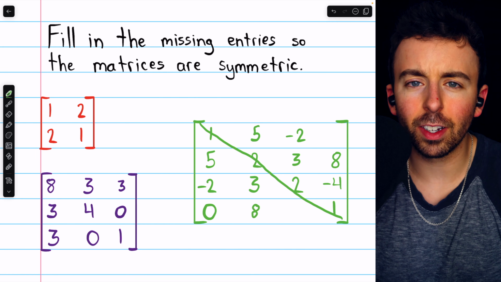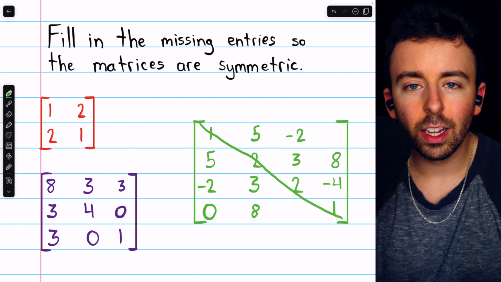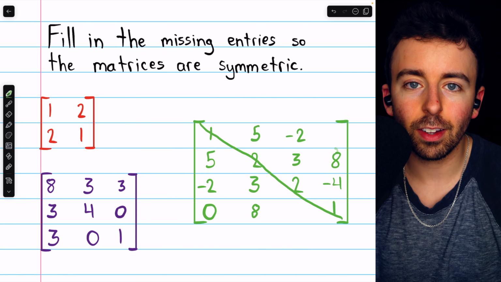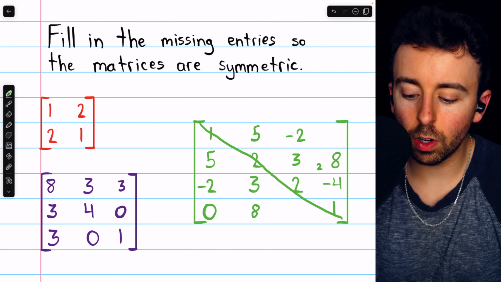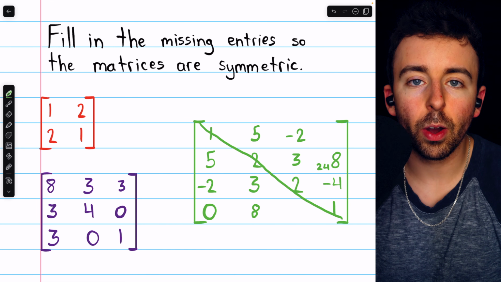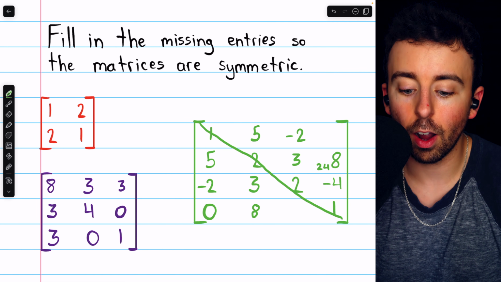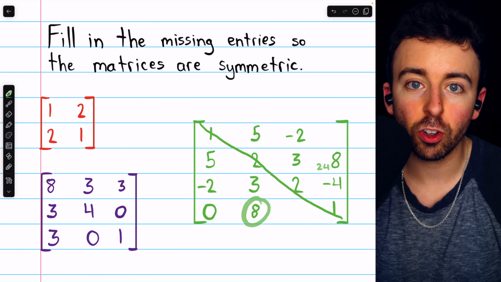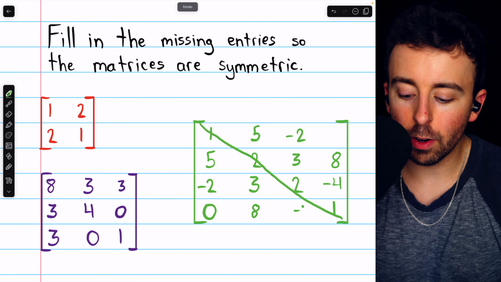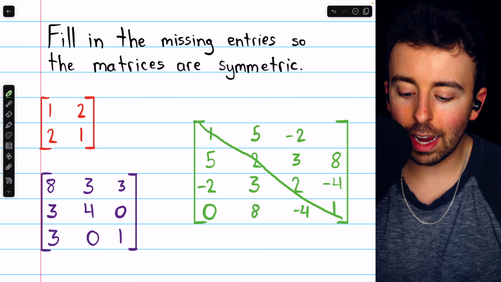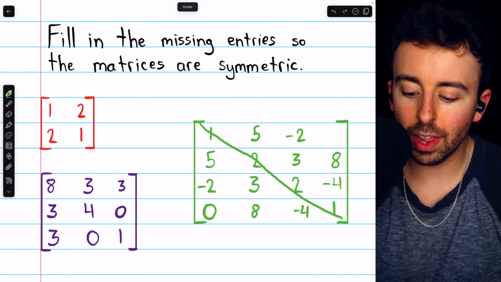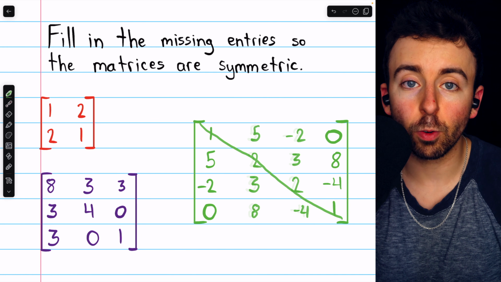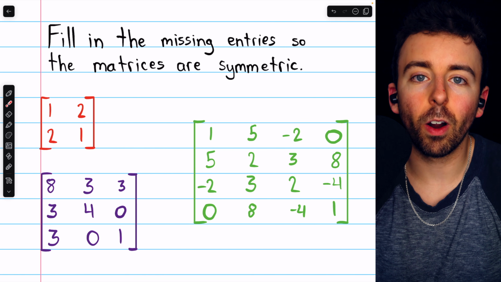Again, if it's not clear exactly where they should reflect to, just think about those positions. This 8 is in row 2, column 4. So swap those, think about row 4, column 2. That's right here. So that's where the 8 needs to match. We can reflect -4 over here to fill in that missing entry. And then finally, we can reflect the 0 over there to fill in the last missing entry. And now all three matrices are symmetric.